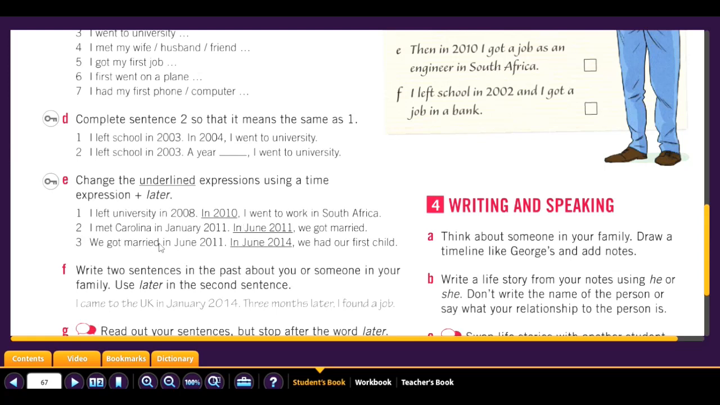Aquí tenemos we got married in June 2011, in June 2014, we had our first child. ¿Cuánto tiempo pasó? Ok, recuerden estar utilizando la expresión del tiempo. Un mes, dos meses, tres años, cuatro semanas, tal vez. Y utilizar la palabra later, después.